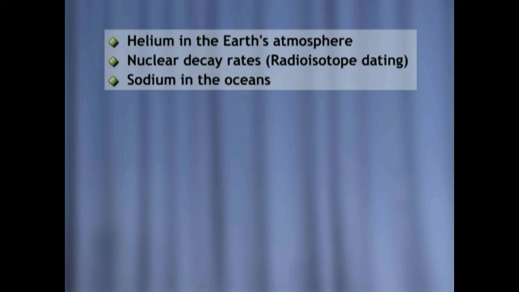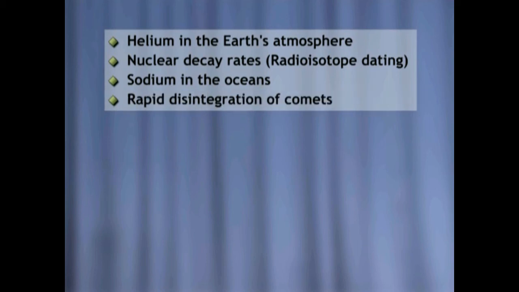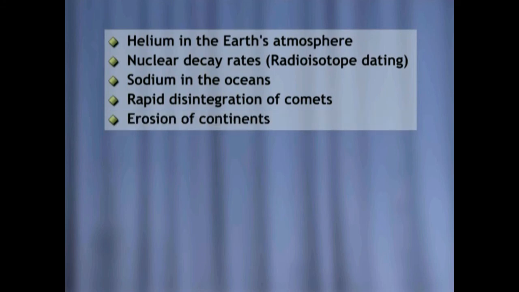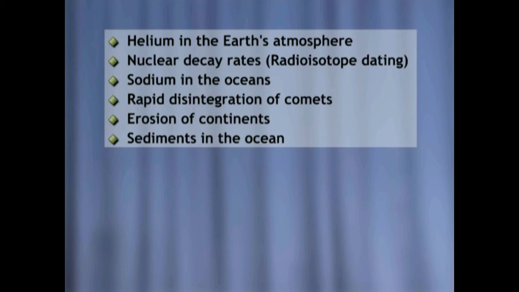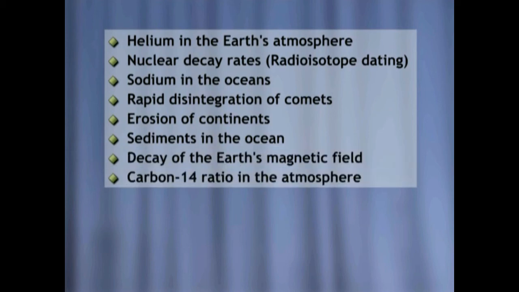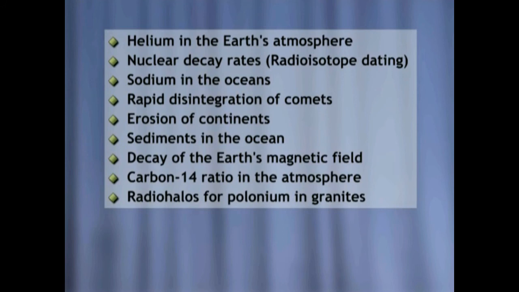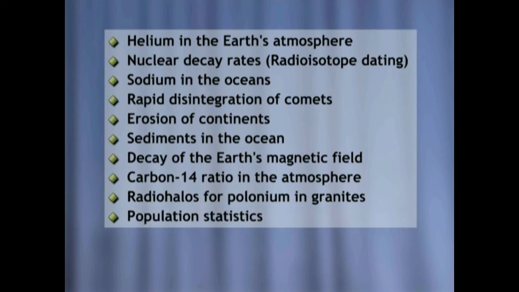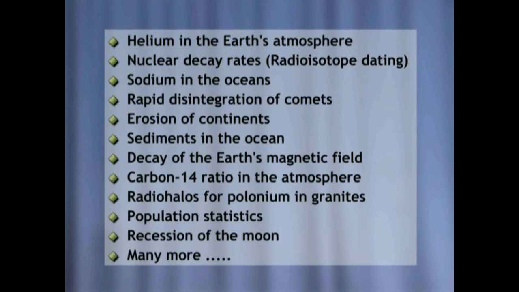Sodium in the oceans. There's not enough sodium in the oceans for billions of years. Rapid disintegration of comets shows this solar system can't even be that old. Erosion of the continents. If the erosion rate is going on like it is today, all these continents should be flat, but they're not. Sediments on the ocean floor show the Earth is not that old. The decay of the Earth's magnetic field. Carbon-14 ratio in the atmosphere. Radiohalos for polonium in granites. Population statistics. Recession of the moon. And many, many, many more scientific evidence clearly show this Earth is not old enough for evolution to have occurred. And even if the Earth was billions of years old, we can show biologically and through chemistry that evolution can't happen.